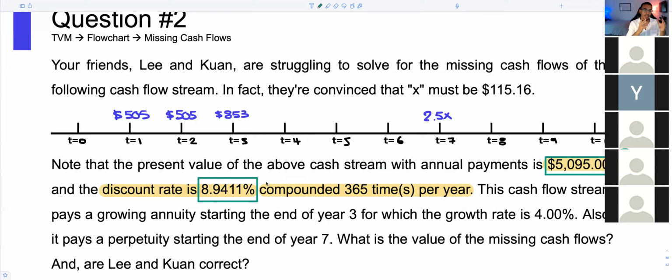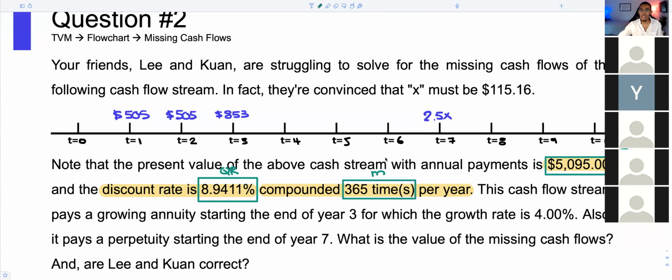So if we know that this discount rate of 8.9411 is compounded 365 times per year, what does that 365 represent? Is that NMF? What is it? 365 times per year in our effective rates formulas. Somebody tell me. One more person, just for fun. It's M. Yeah, okay. Perfect. Good stuff. So that's going to be our M. Very well done. So it's our M.